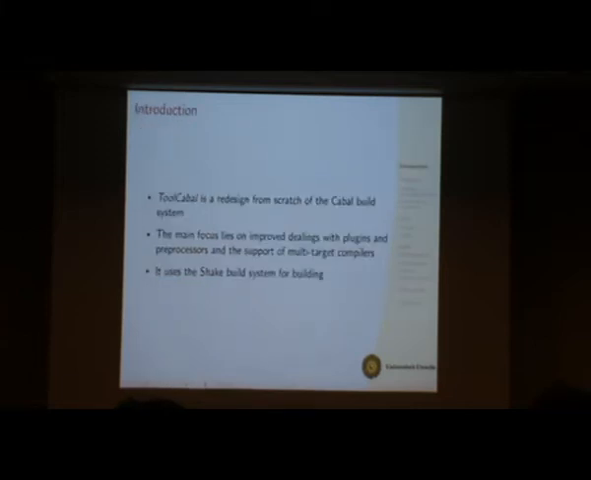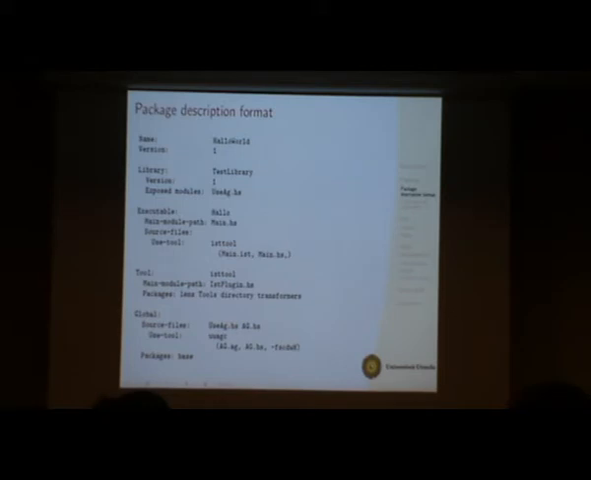Cabal is a complete redesign from scratch of the Cabal build system. The main focus lies on improved dealing with preprocessors, plugins and multi-targets. And for building, it actually uses the Shake library. We'll go into detail later. Okay, first an example of how the package file looks in Cabal. It just specifies a name and a library. You have a special section called tool, which is for a local preprocessor. And that's how you specify local plugins, if you want them.